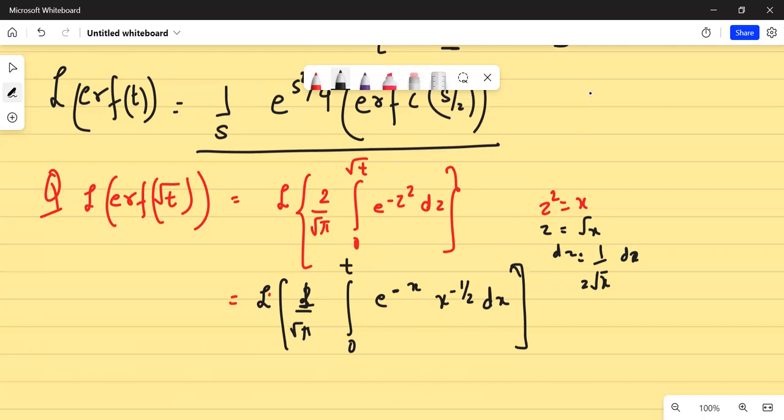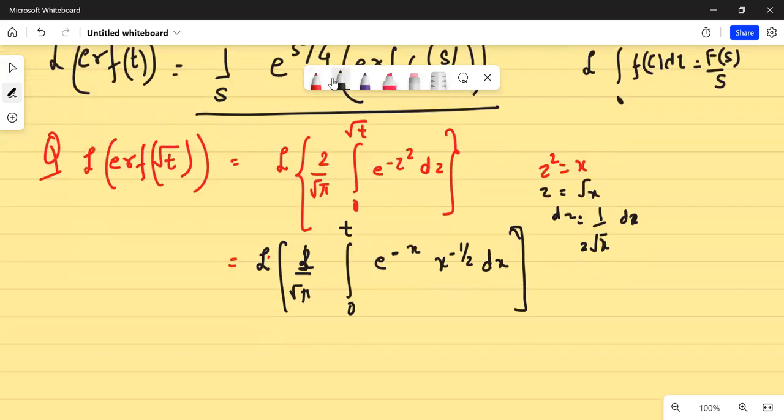Again, the Laplace transform of integration from 0 to t, f of tau d tau, is equal to what? It is equal to capital F of s divided by s. If I want to do that, what will I get? So I'll get 1 upon root over pi. It is the Laplace transform of this, which is equal to 1 upon s, and this is the Laplace transform of e to the power minus t, t to the power minus half.